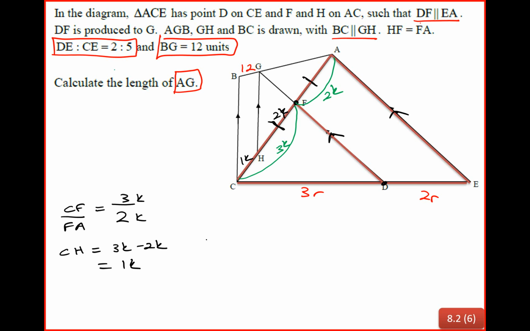And the reason is that, remember, we are saying that HF is equal to AF. But also we need a reason for this, which I left out. That's your proportionality theorem, comma, the lines that were parallel was DF is parallel to EA, which was given. So we now found CH.